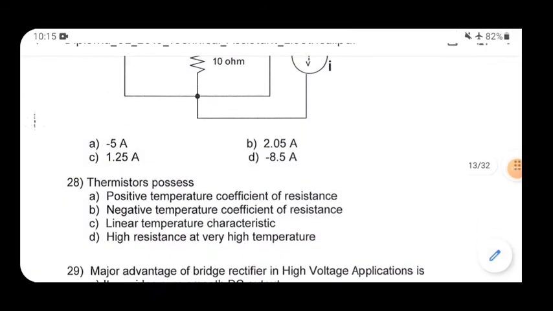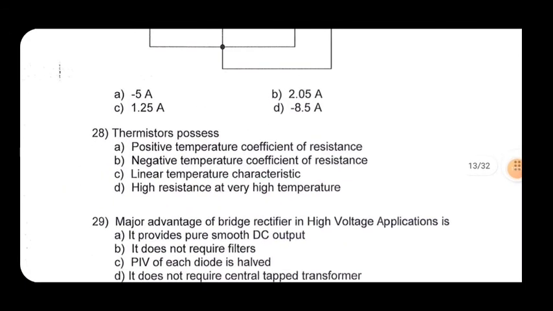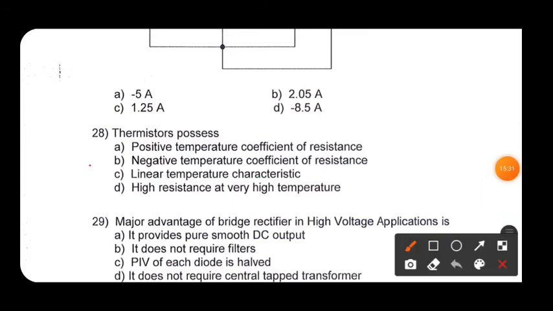Very easy question. Next is thermistor possesses. A thermistor is nothing but a type of LDR, that is, light dependent resistor. So this mostly follows a negative temperature coefficient, NTC.